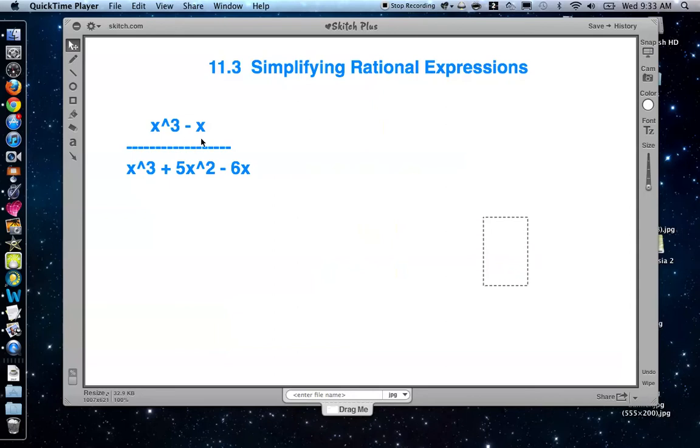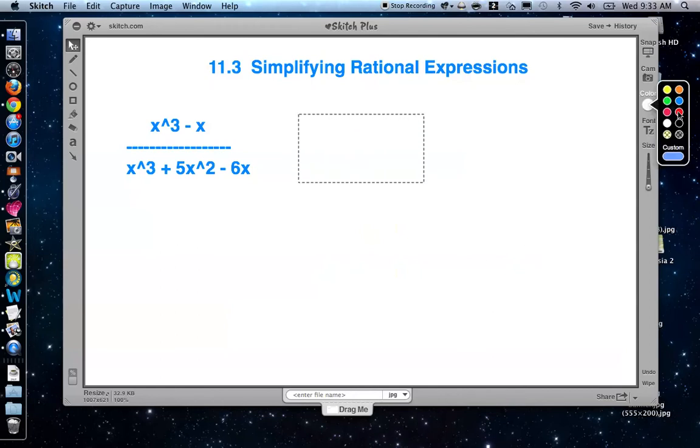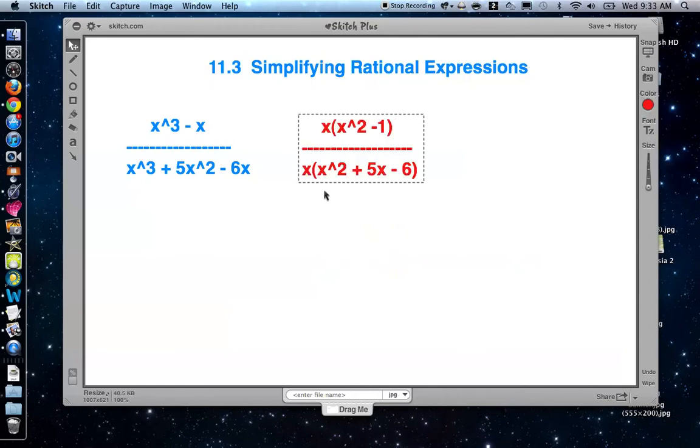So if we look at x cubed minus x, is there a greatest common factor that we can take out? We can take out a greatest common factor of an x. So if we divide this by x and this by x, we're going to have x times x squared minus 1. On the bottom, we look at x cubed plus 5x squared minus 6x, and we can divide each of them by x as well. And so what we get, after we cancel those things out, is something that looks like this.